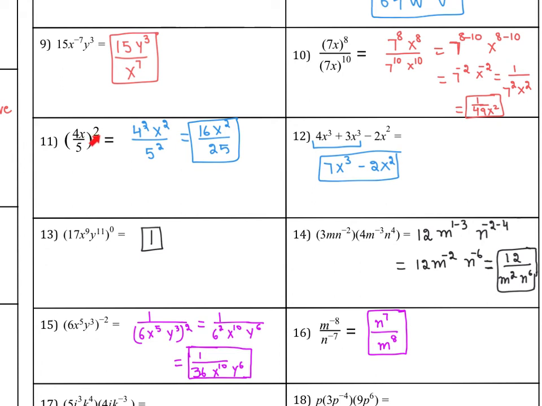So this exponent will be distributed to 4 as 4 square, and this one is x square. This becomes 5 square. 4 square is 16, 5 square is 25. The answer is 16 over 25 x square.